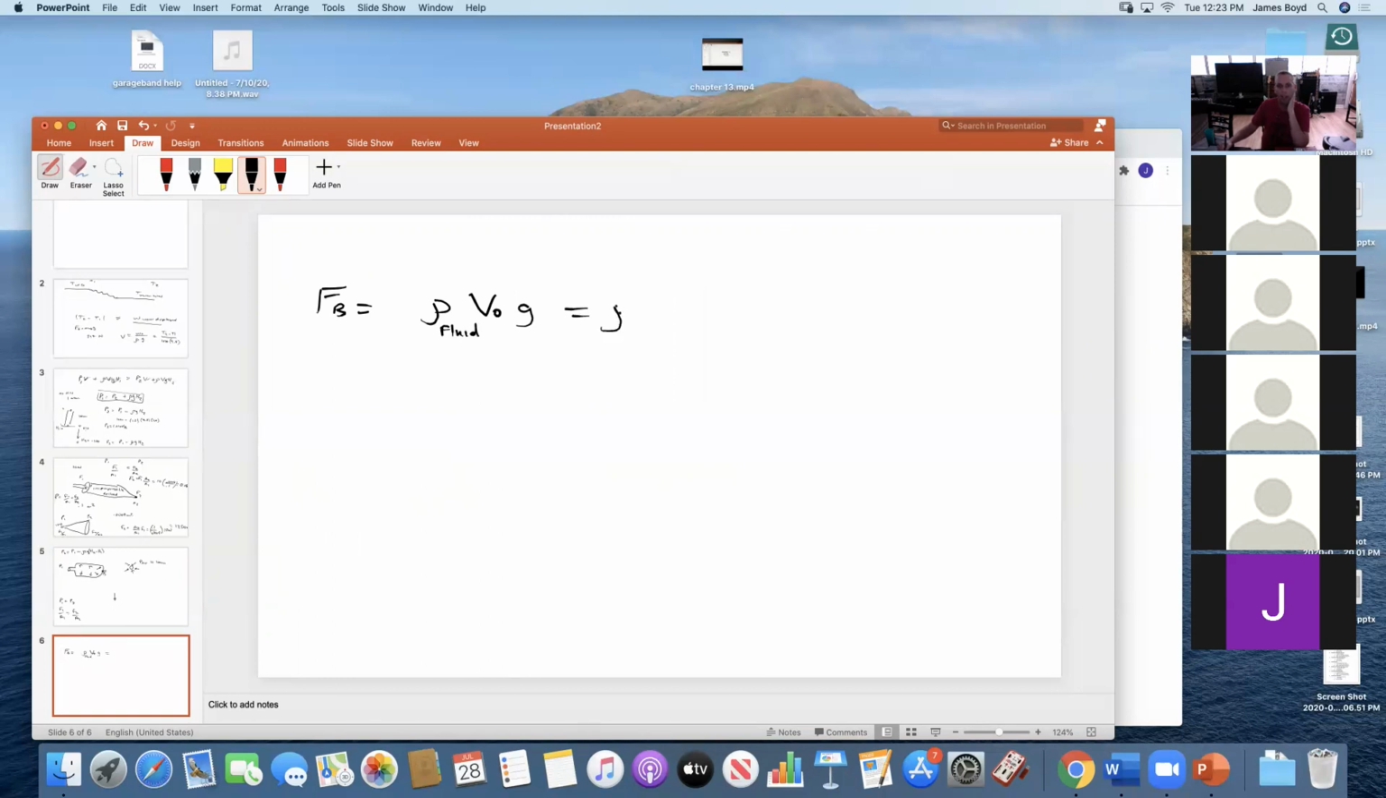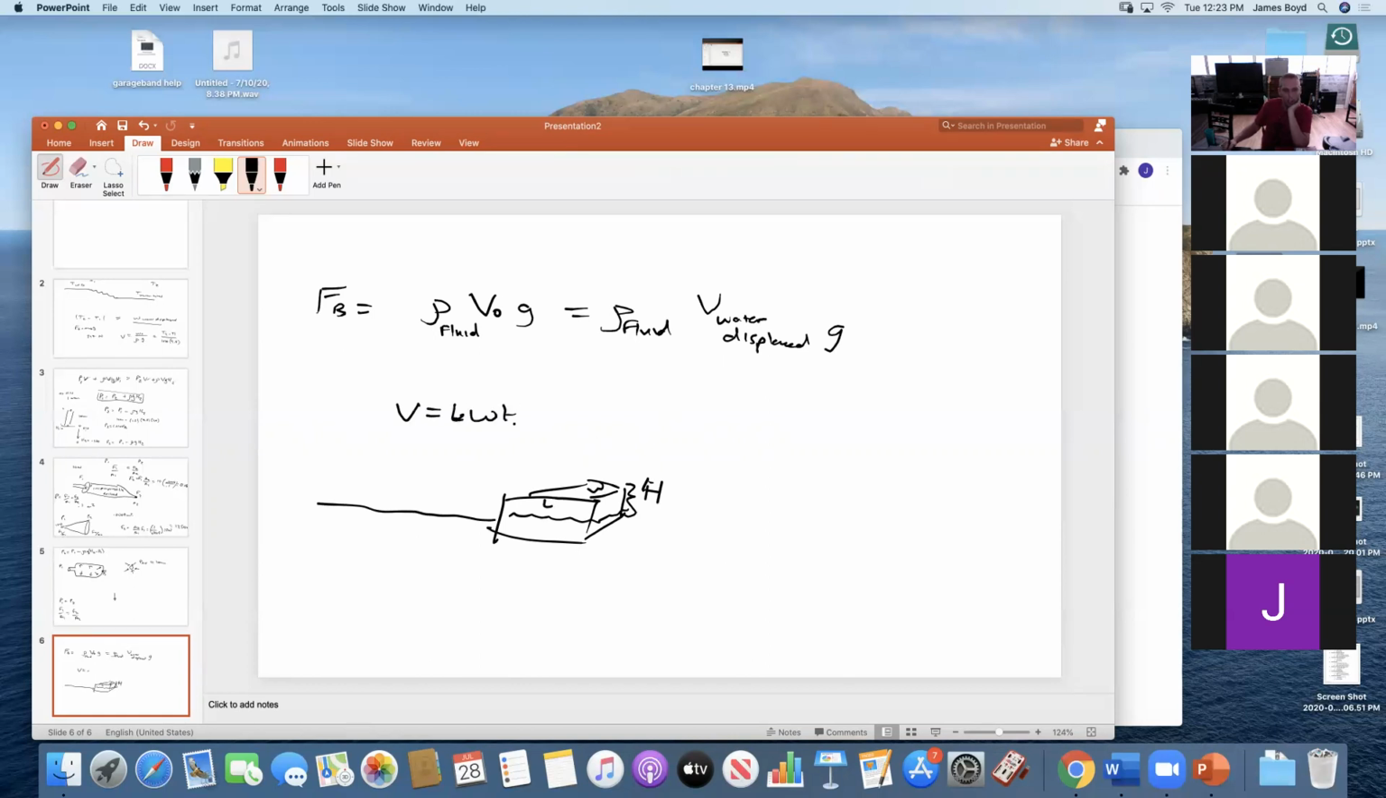But the volume of the object is also equal to the volume of water displaced. Tomorrow we're going to have a quiz on this, and make sure you understand the example of an object where it's half out of the water. Okay, so it has a height of H, it has a length and a width. So its volume is length times width times height.